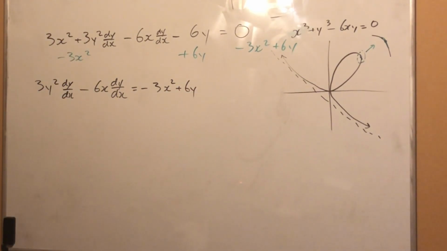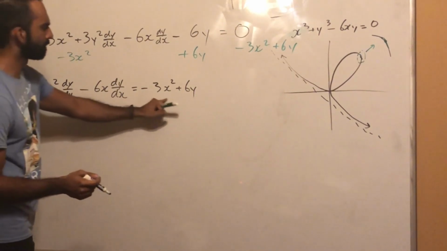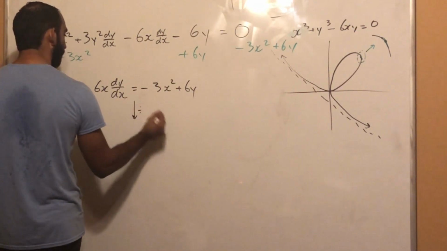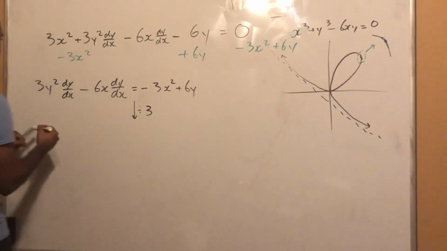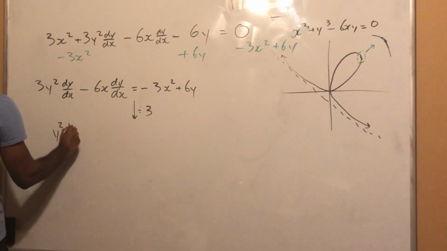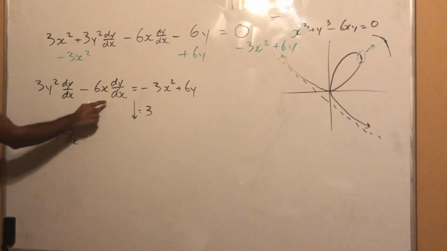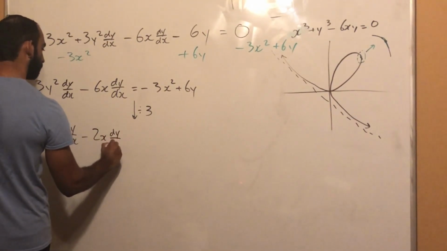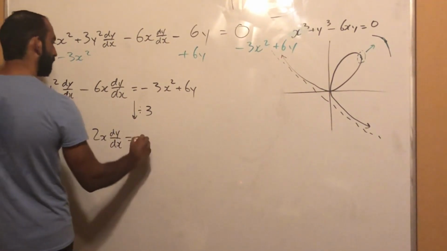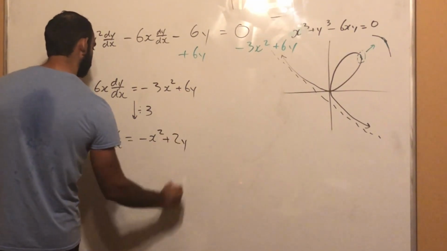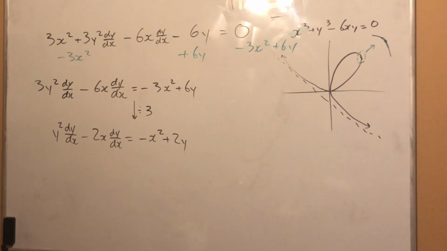yes? Yeah. Now, I got some numbers in front of every term I noticed. Do those numbers have anything in common? 3. Yes, 3. So if I want, I can just divide everything by its common factor, the greatest common factor of 3. So I get something that's even nicer to work with here. So I get y squared times dy dx minus 2x dy dx equals negative x squared plus what? 2y. Plus 2y, good.